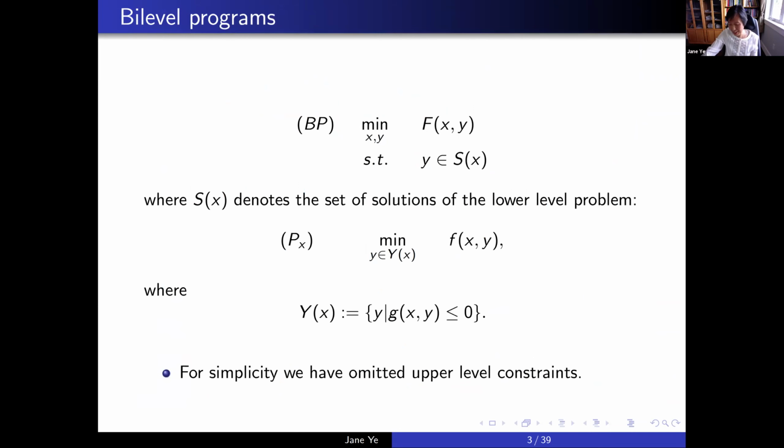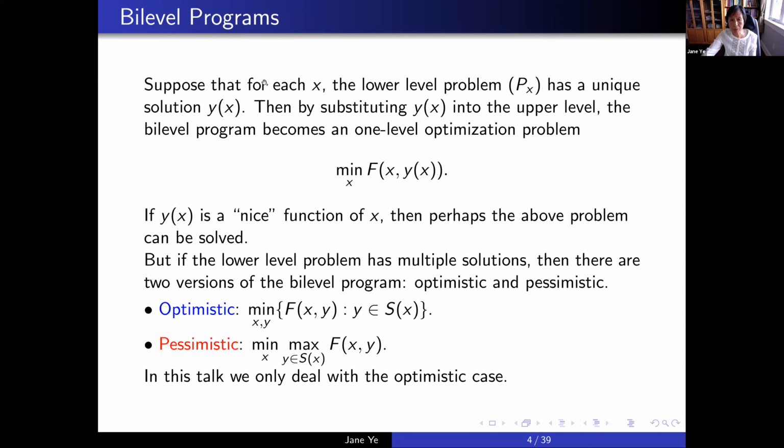Somehow. Okay. So the bilevel program is this: you minimize the upper level objective F(x, y), where y is in the solution set of the lower level problem. We can have some upper level constraints, equality or inequality constraints, but we just omit them. So this is the bilevel program.